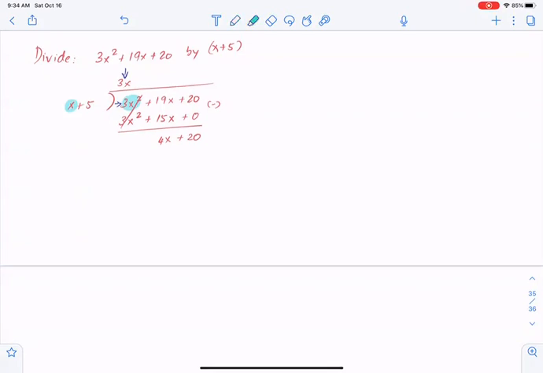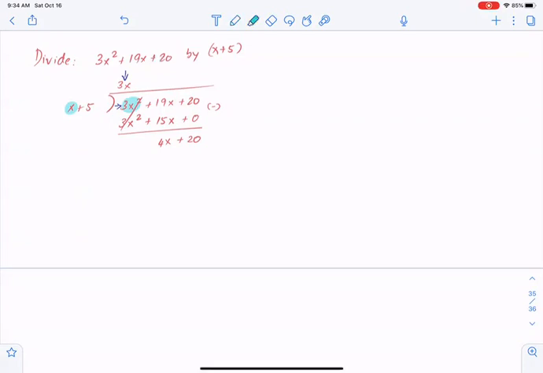We have to multiply the first term, x, in the divisor by a number or an expression, so I get 4x. So in this case, that would be 4. 4 times x, 4x. 5 times 4, 20. When we subtract, we get 0. The remainder is 0. So 3x squared plus 19x plus 20 is fully factorable as x plus 5 times 3x plus 4.